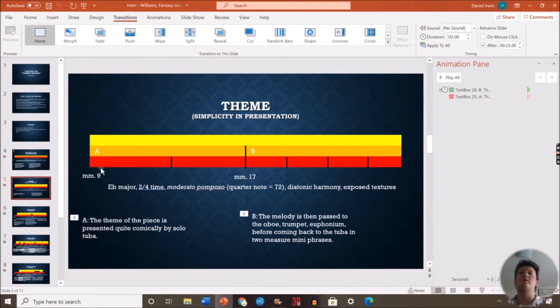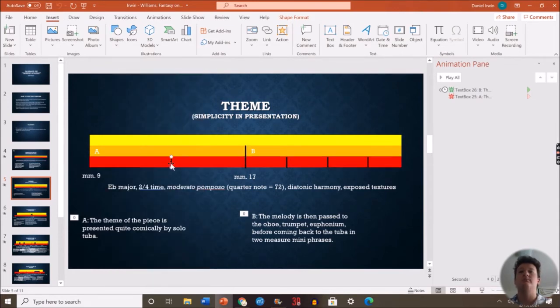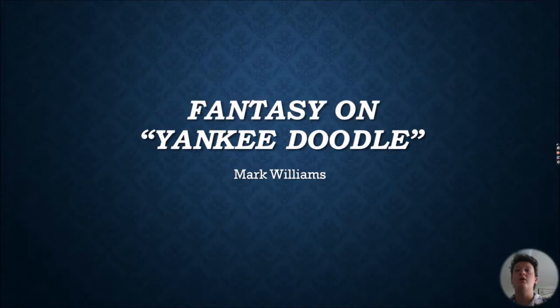In terms of making it look the way it does, these are all boxes that I put in from insert shapes. You can do solid, whatever you want. These are all lines that I put in, varying heights. And these are all just text boxes that float around. Some of them are animated, some of them are not. But I will give you a nice little preview of what this thing looks like in motion.